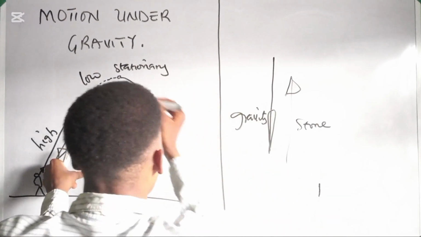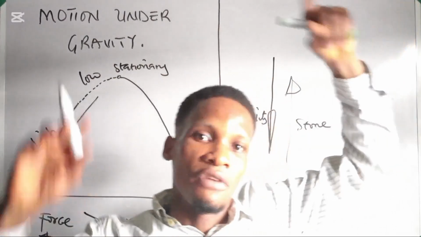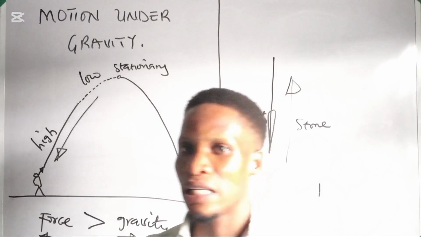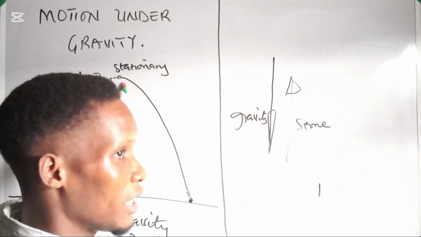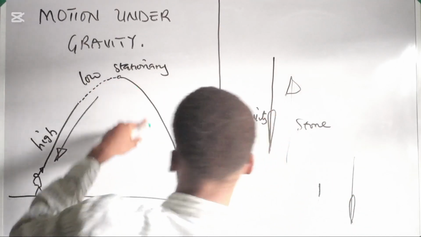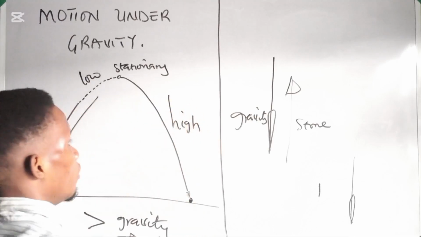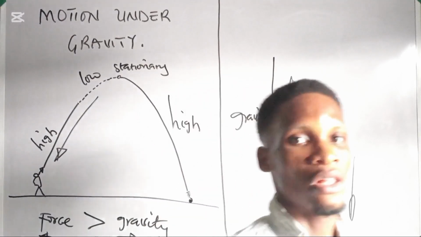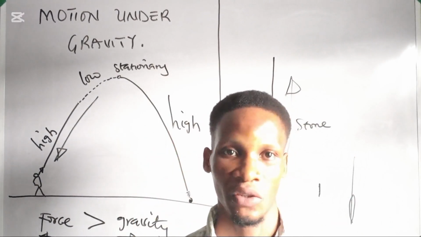So that's why at this point it became stationary. It was not moving upward, it was not moving downward. And at this point, the force of gravity continued to act on it again. Then it started falling downward, with a high speed. Why? Because there was no force acting or opposing its direction again.